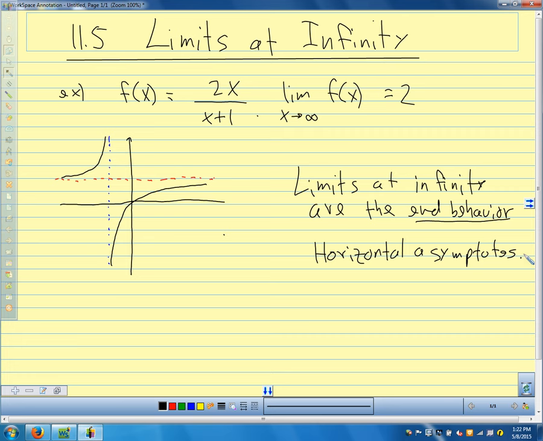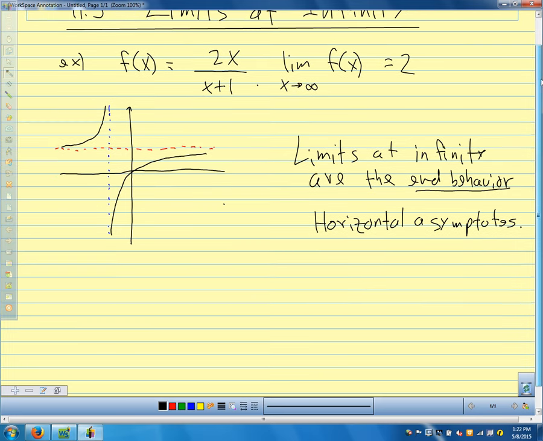Yes? But it never actually reaches 2? So we said all we care about for the limit is what it gets close to. We don't care what it equals, we just want to know what it gets close to. So that's what the limit is looking for. Since it gets close to the asymptote, that's our limit. But you're absolutely right, it never actually equals 2. It gets as close as we want to 2, but it's never actually equal. So our limits at infinity have to do with the horizontal asymptotes. Our rules are the same.